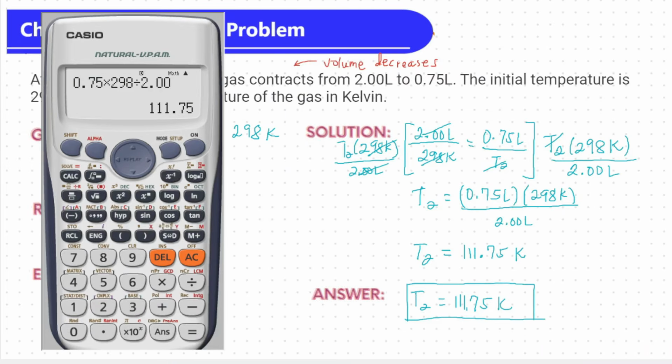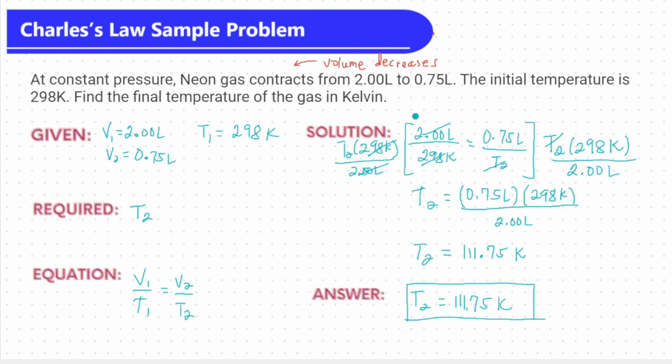That is a characteristic of Charles' law. It tells us that temperature and volume are directly proportional. Ibig sabihin, when volume increases, your temperature will also increase. If your volume decreases, then your temperature also decreases.